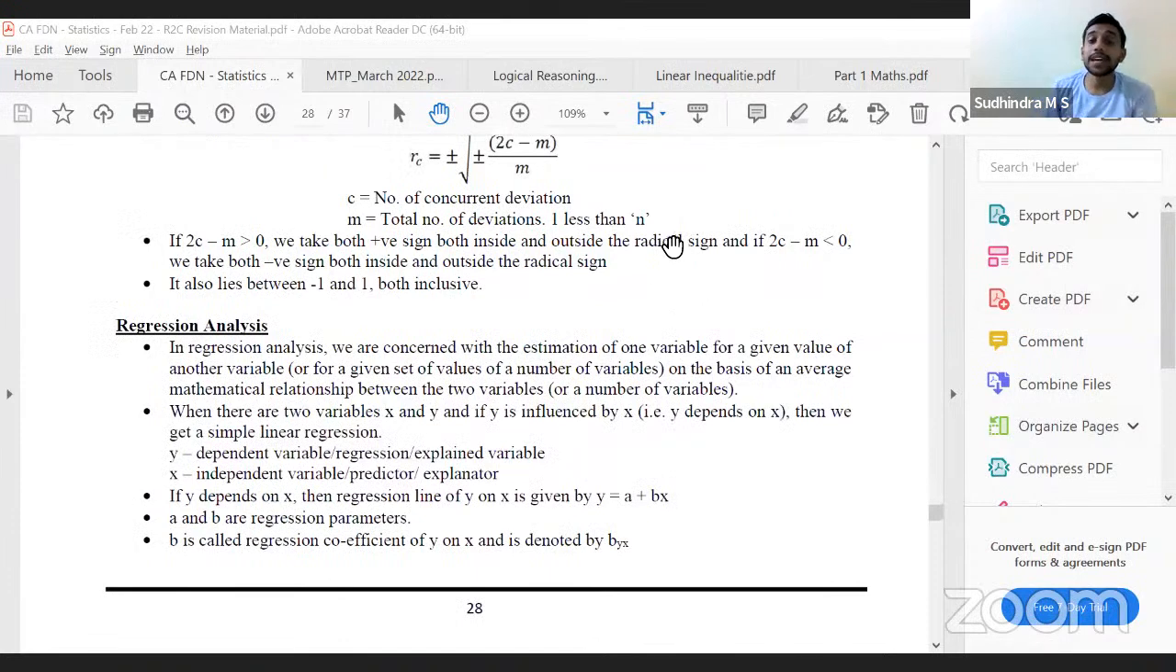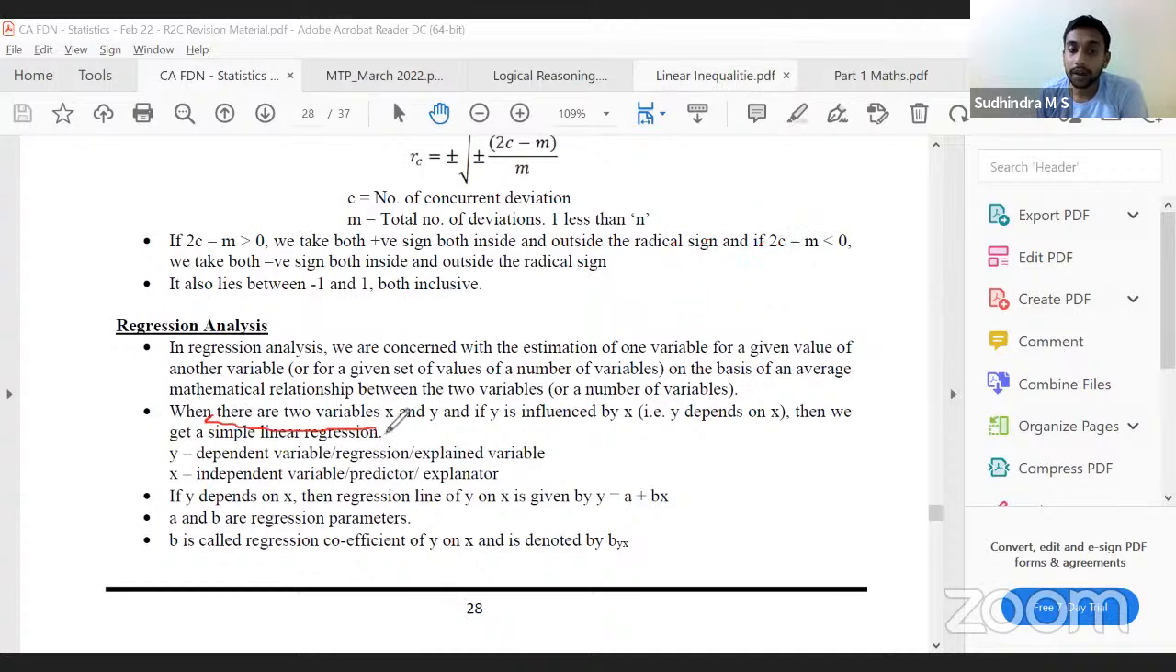Next concept is regression. What is regression? Regression is based on an estimated relationship between the two variables, an established relationship. We estimate the value of one of the variables for a given value of the other variable, right? That is regression. So for regression analysis, first we have to establish a mathematical relationship. For that, we have to check whether x is dependent on y or y is dependent on x, right?